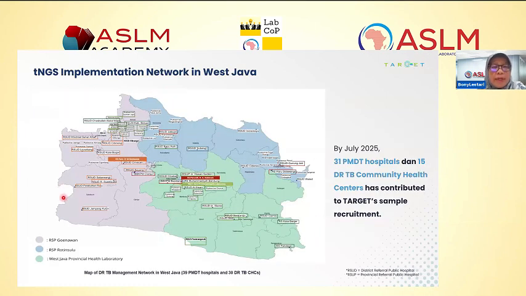So this is the map of West Java. I mentioned before it comprises 27 districts and cities. So this is the distribution of PMDT hospitals. In total, we have 39, but currently by July, we engage with 31 PMDT hospitals and 15 drug-resistant TB community health centers. So this is the site where we recruit the samples.